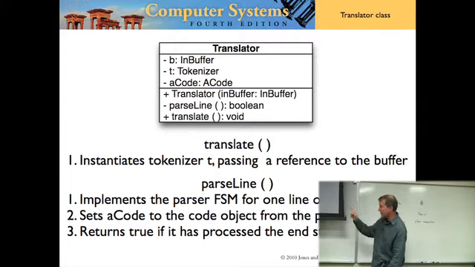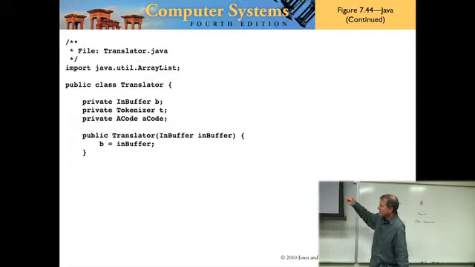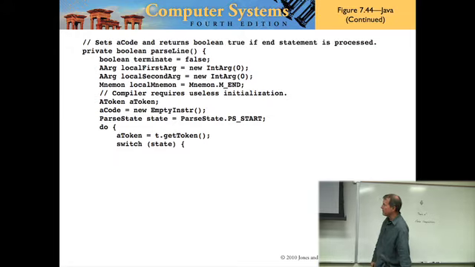So here goes the code, but we keep that in mind. So here comes the code. So check out translator. Here is the translator code. So public class translator, private int buffer, private tokenizer T, private A code, right? Corresponds to the UML diagram. And here's the one line constructor, right? It just sets the reference, okay, so that B refers to the buffer that's been allocated by the main program.